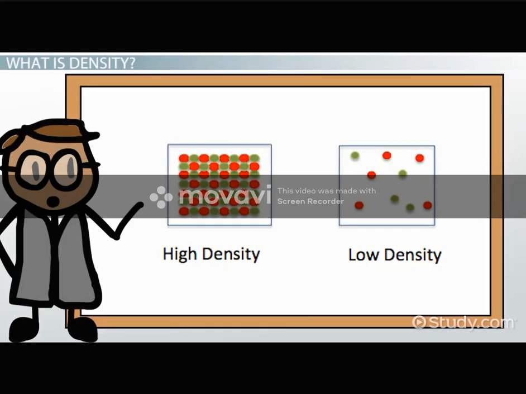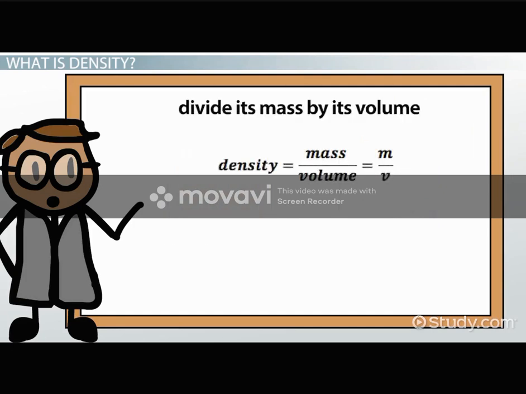To find the density of an object, we divide its mass by its volume. For example, take an object with a volume of 4 liters and a mass of 1 kilogram. We plug these numbers into the density formula and discover that its density is 0.25 kilograms per liter.